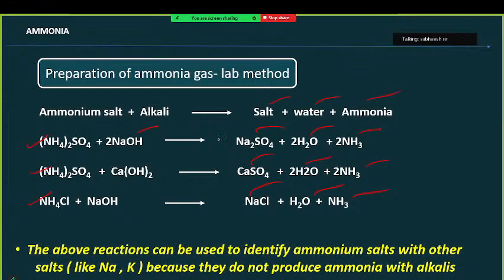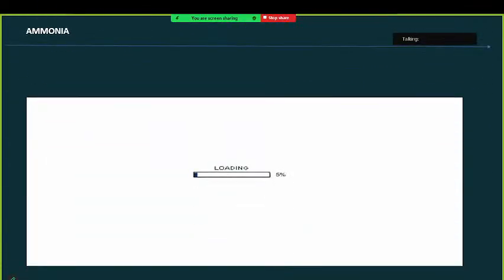Now the above reactions can be used to identify ammonium salts, because ammonium salts, when heated with alkali, produce ammonia. From the smell of ammonia, you can identify the ammonium salts. This is the process of preparation of ammonia in the laboratory.